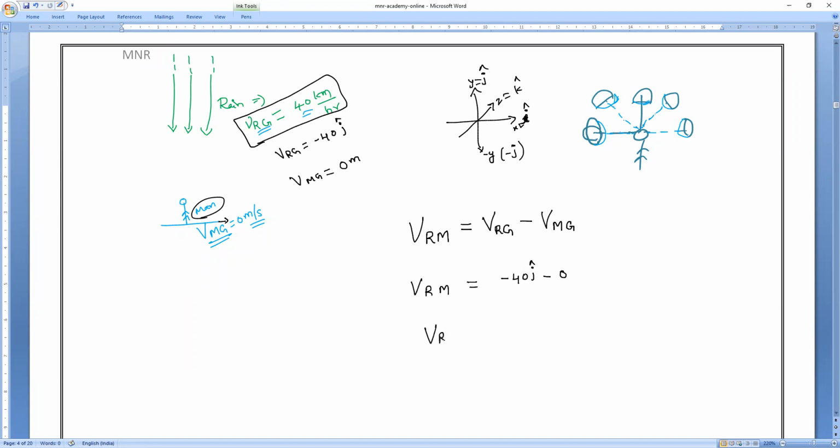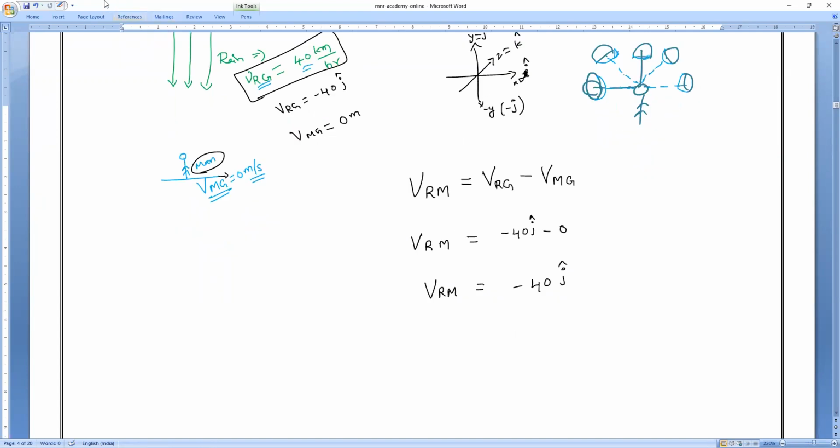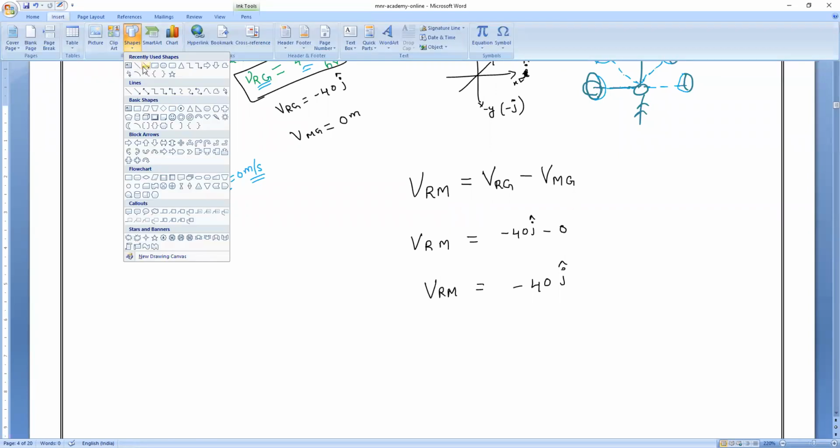Velocity of rain with respect to man, which is equal to how much, guys? Minus 40 j cap. Is it clear, all of you? Now let us see how we need to hold the umbrella. Are you all clear? Shall we draw the graph now?